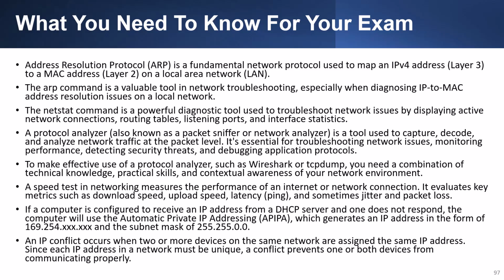If a computer is configured to receive an IP address from a DHCP server and one does not respond, the computer will use automatic private IP addressing, or APIPA, which generates an IP address in the form of 169.254.something.something and the subnet mask of 255.255.0.0. An IP conflict occurs when two or more devices on the same network are assigned the same IP address. Since each IP address in the network must be unique, a conflict prevents one or both devices from communicating properly.